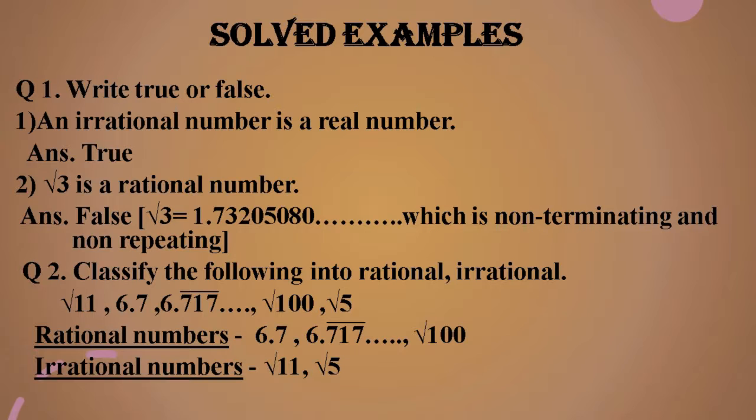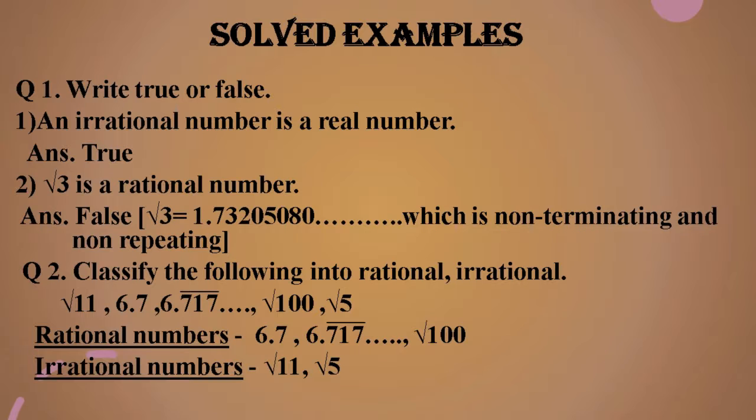Second question, classify the following into rational and irrational numbers. Here we have a few numbers, we have to classify them. Root 11: as we have studied in the previous slide, the square root of any prime number is an irrational number. So root 11 comes under irrational numbers. 6.7: this decimal form terminates here, so it will come under rational numbers. Third, 6.717 bar and so on. You can see here this decimal form is non-terminating and recurring, so it will come under rational numbers.